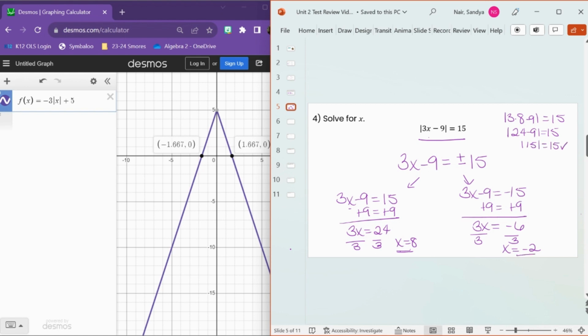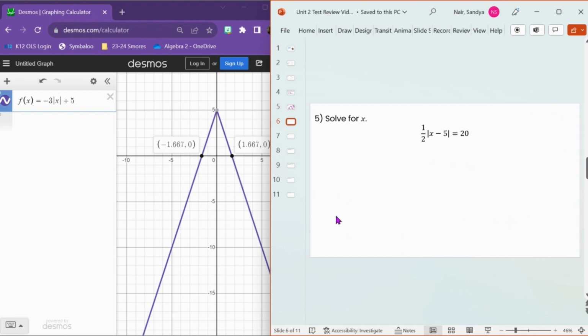Let's try now negative 2. So if we plug that in, we have 3 times negative 2 minus 9, all in the absolute value, and we're checking if that equals 15. So we have the absolute value of negative 6 minus 9 equals 15, which tells us that the absolute value of negative 15 is equal to 15, which is also true. So both of these solutions will work, right? So we have x equals 8 and x equals negative 2.